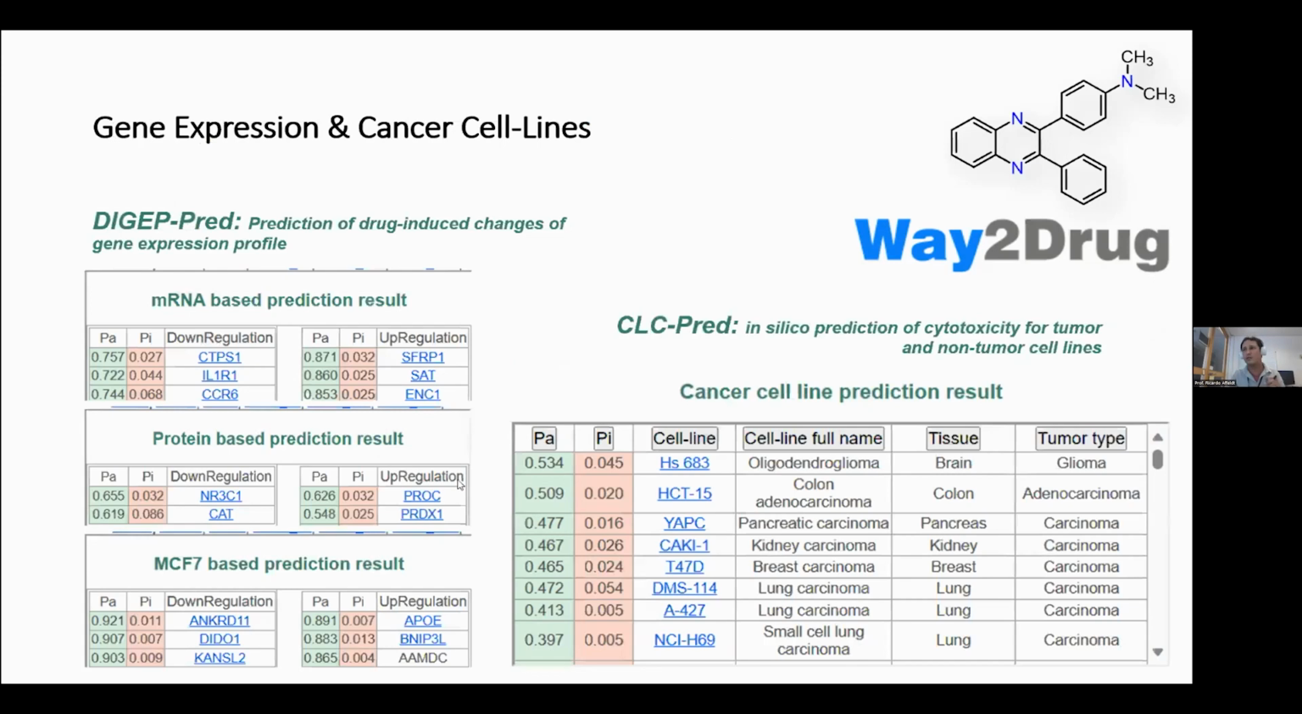I do not intend to discuss all the data we have achieved with the WayToDrug platform, but we also did a gene expression profile induced by the same compound. And what gets my attention particularly is the in silico prediction of cytotoxicity for tumor cell lines. And as you can see here, in this chart, we have several types of cell lines, different kinds of tumor, where our compound may be active.